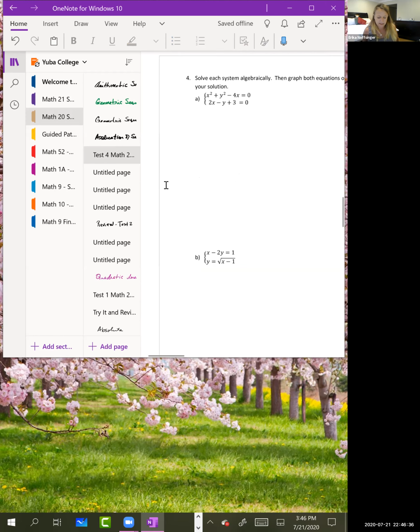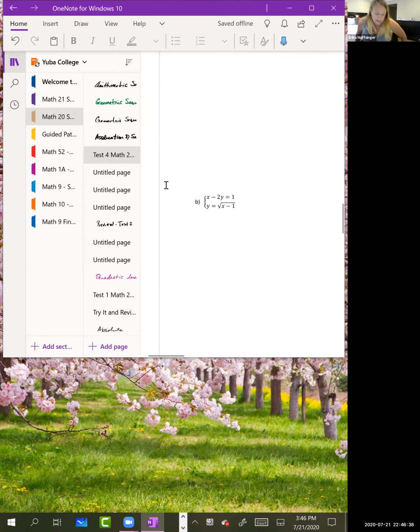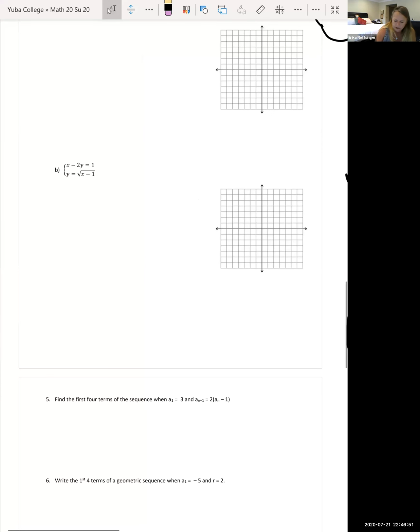Here was another system of equations. X minus 2y equals 1, y equals the square root of x minus 1. Can we do it? Let's see. Okay, so again, looking at it, you should be able to tell really fast what the graph looks like. X minus 2y equals 1 is a linear equation.